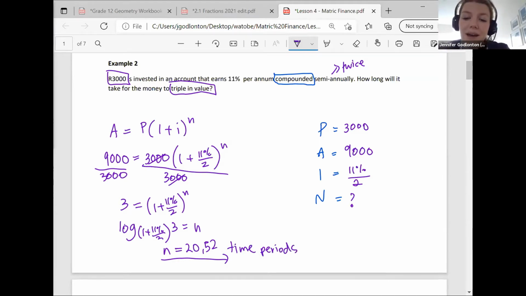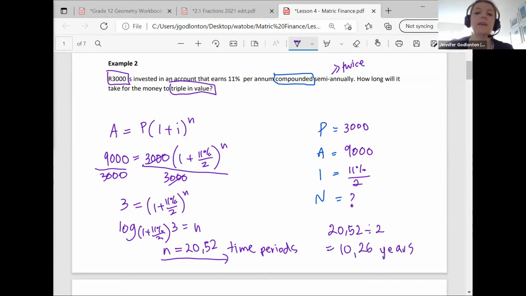So from here, I would say 20,52 divided by 2 because I'm making 2 payments per year. And that gives me 10,26 years. And that's where we would end our answer. So well done for everyone who got to the 20,52 and an extra well done for those of you who got to the 10,26. That was awesome. Nice. Okay, can I move past this question? Just let me know if you need it. Okay, cool.